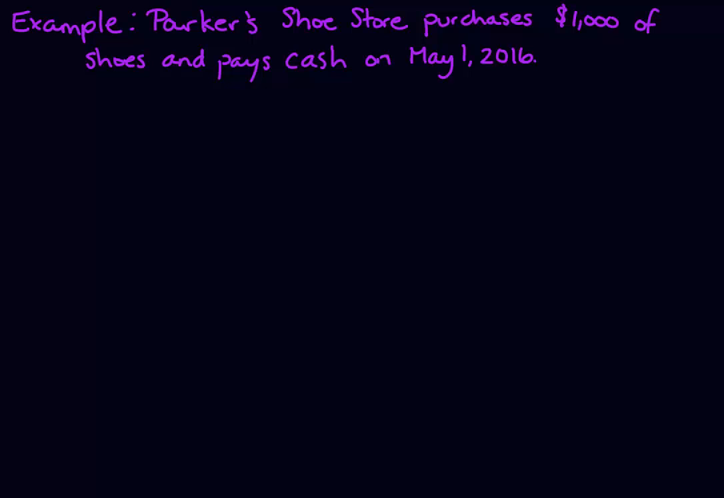So this is a pretty simple transaction. Parker's Shoe Store purchases $1,000 of shoes and pays cash on May 1st, 2016. Because it's a shoe store, the shoes are our inventory. So let's do our journal entry.